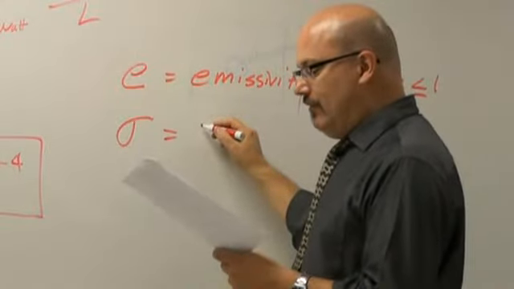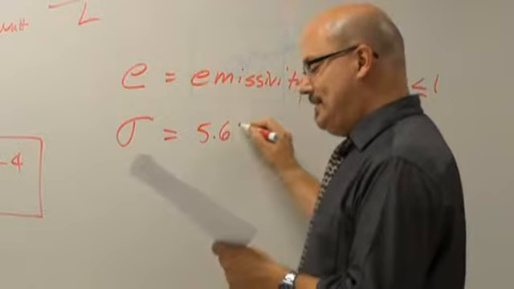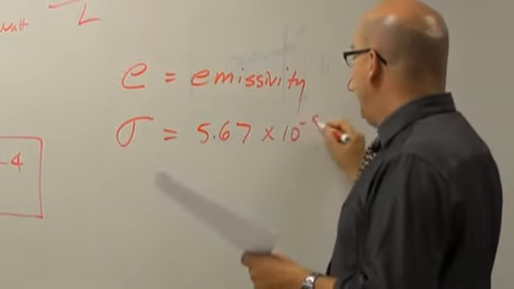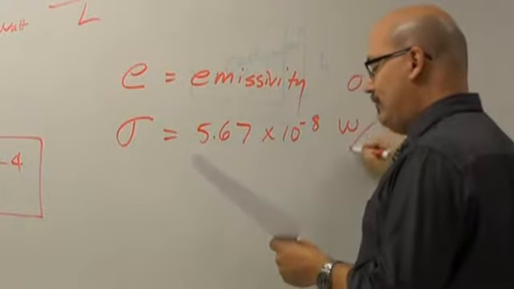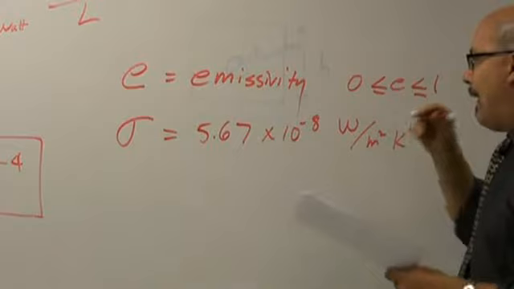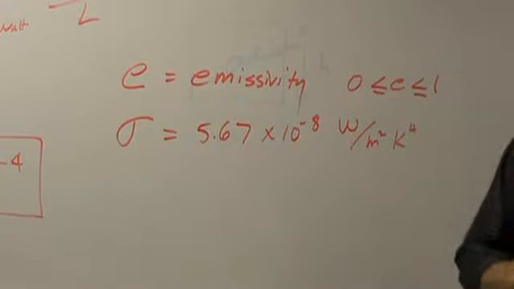Stefan-Boltzmann constant, I believe it's called. It's 5.67 essentially, times 10 to the negative 8 watts per meter squared, Kelvin to the 4th power. That's its units.